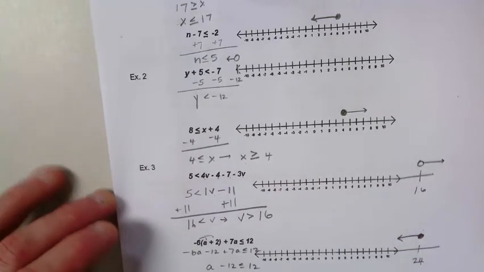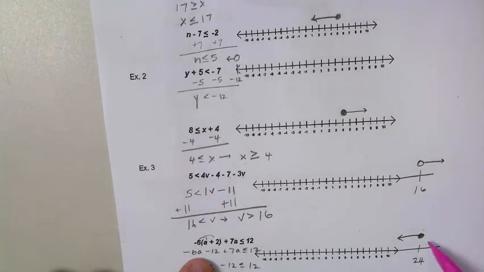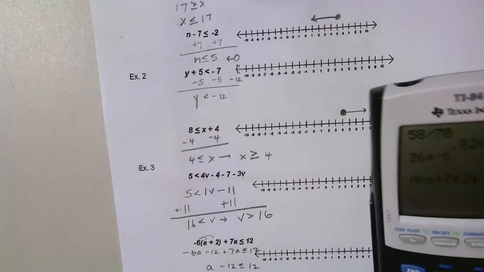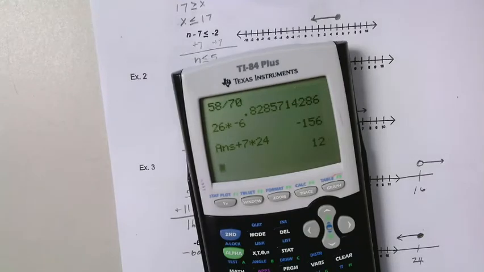Okay, so let's think about this for a second. If I were to plug in, let's say, 24 itself, 24 plus 2 is 26. And we're going to multiply that by negative 6. And then we're going to add 7 times 24. And it says, is 12 less than or equal to 12? And the answer is yes. I don't know if you can see that very well. I did all those calculations there. So it's 12, and that is less than or equal to 12.